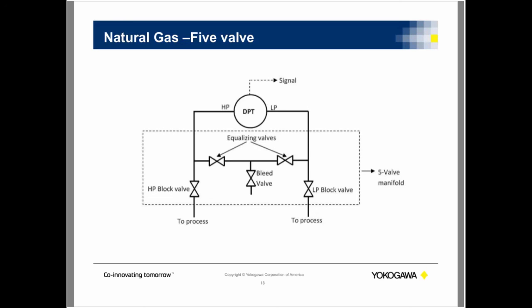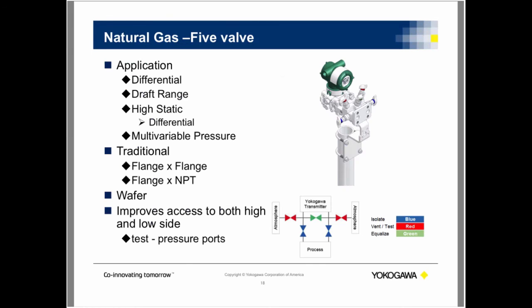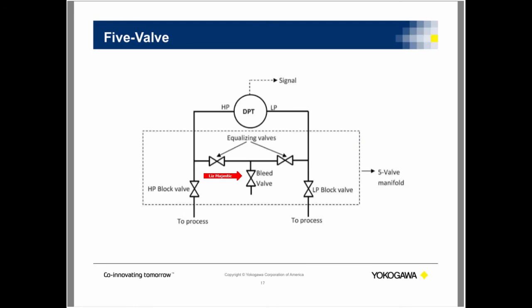Now, a 5 valve has 2 equalizers, 2 isolations, and 1 vent. See the difference between the differential, where it has 2 vents, 1 equalizer, and 2 isolations? The natural gas has 2 equalizers, 1 vent, and 2 isolations. So you can use this also for dual static pressure.